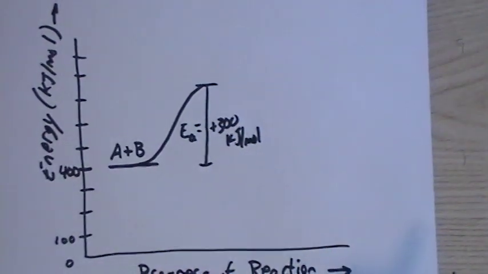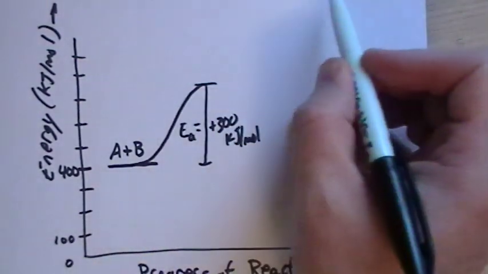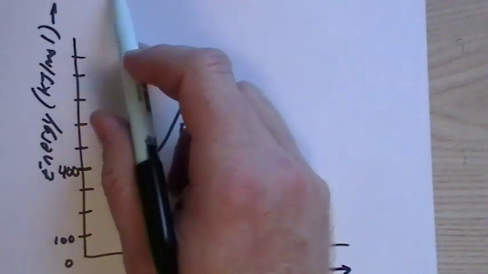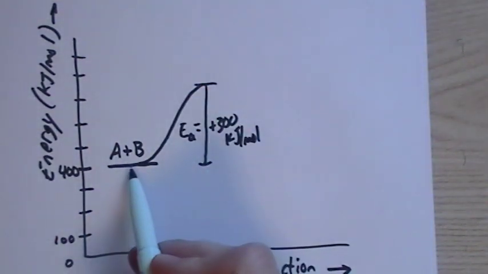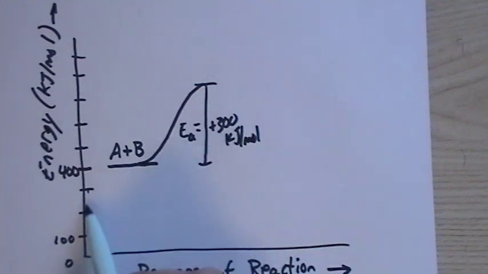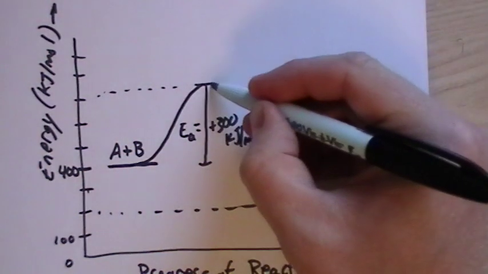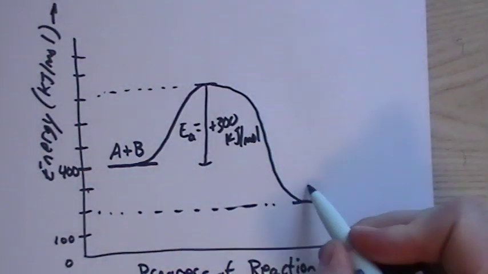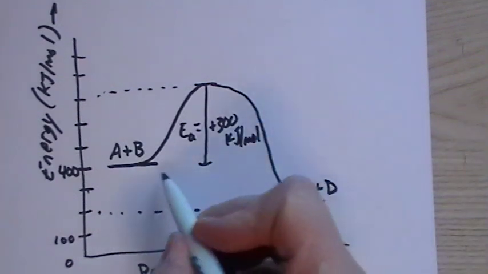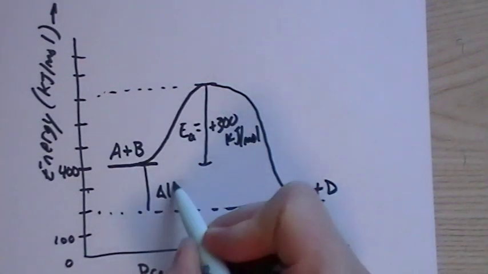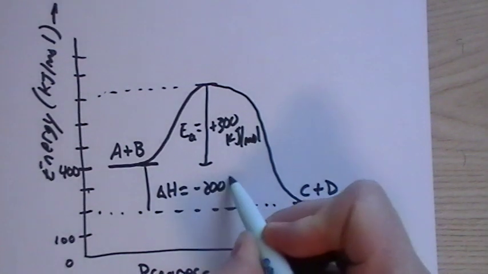And then this is an exothermic reaction, so the reaction is minus 200. That means the products drop 200 kilojoules per mole below the reactants. So down to here. You can just put a dotted line here if you want to indicate. That should have been straight across. This drops back down to C plus D. And you can say that delta H is minus 200 kilojoules per mole.